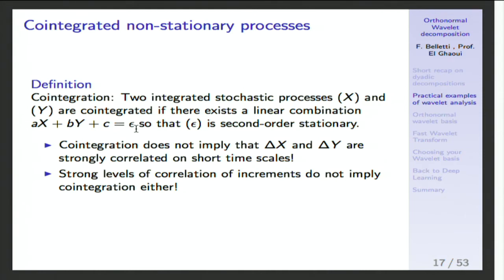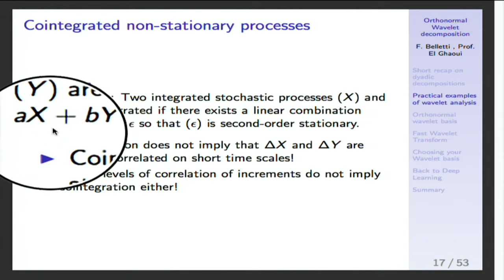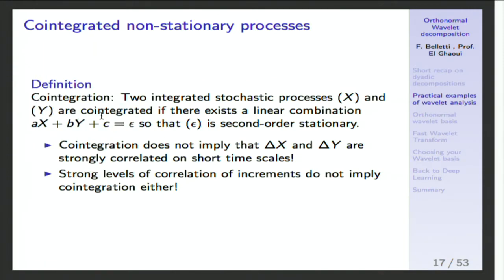But it has its shortcomings. And in particular, one of the things it's not great at doing is unraveling some properties of processes that are only revealed across scales and that need some level of translation, some robustness to changes in translation. So one of these properties is called cointegration. We'll come back to it when we study long memory processes.